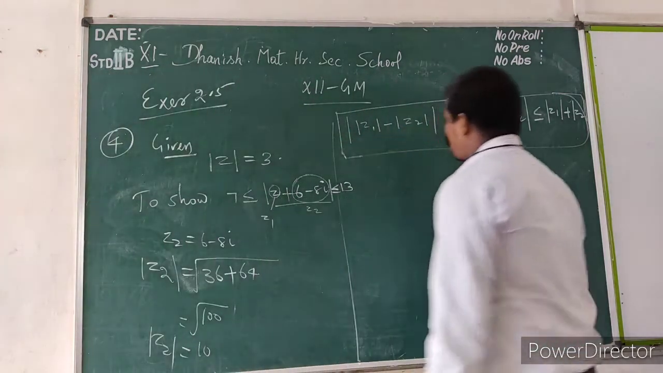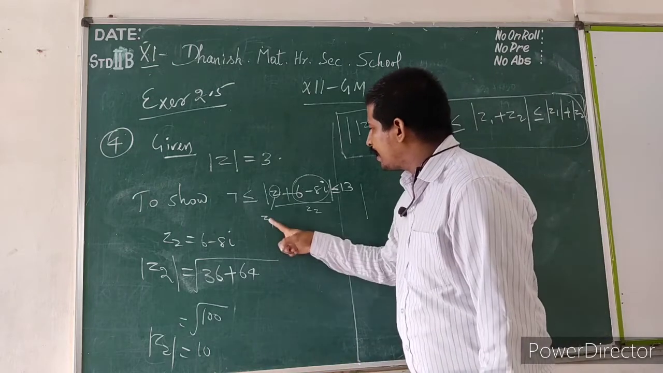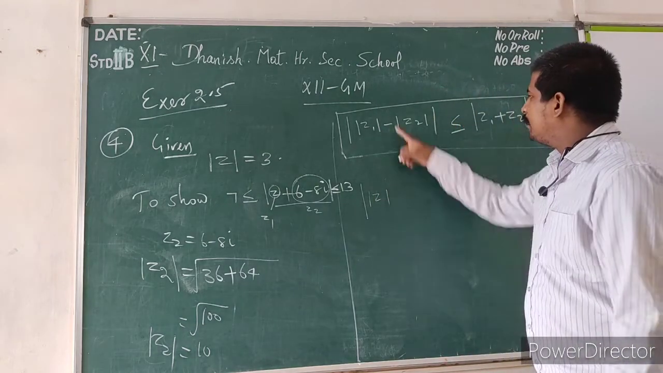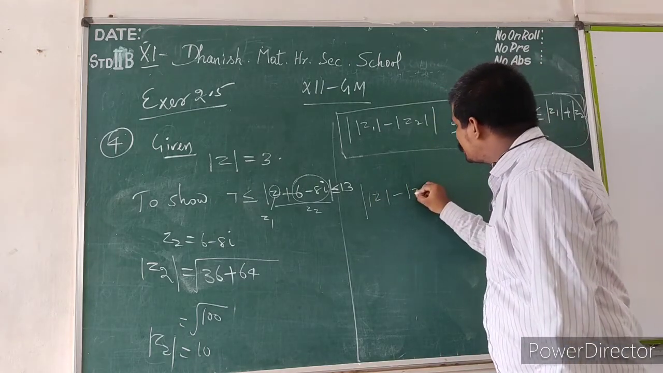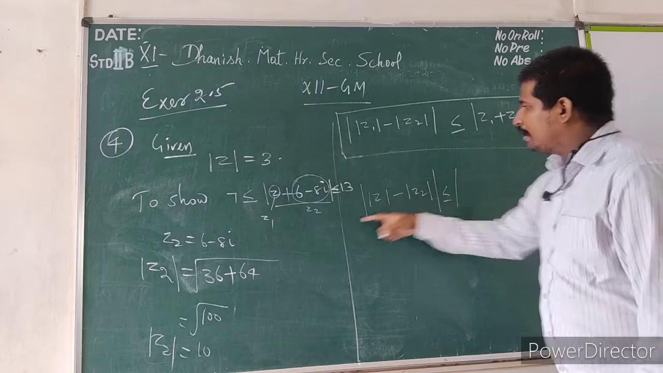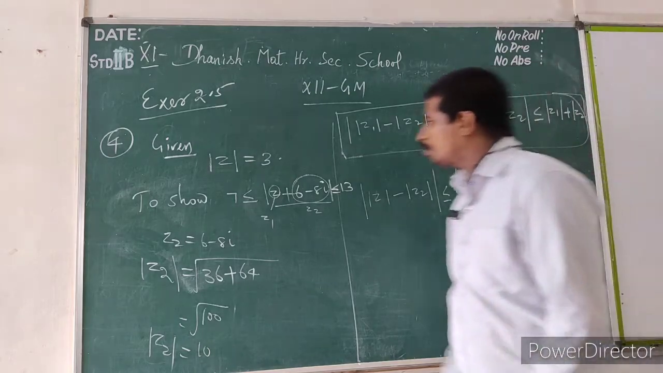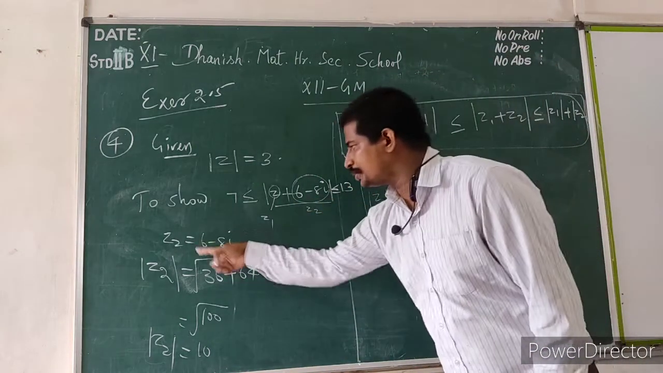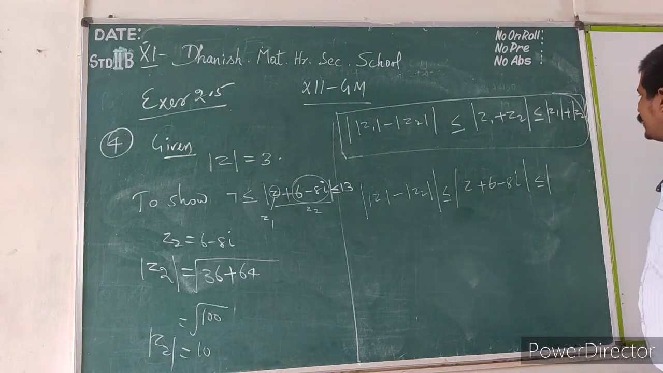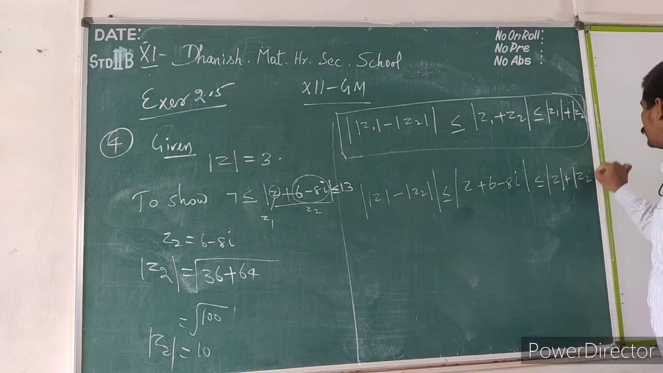Now we are going to use this property. Here we are having modulus z1, and z1 is z, so instead of modulus z1 I put modulus z, minus modulus z2, less than or equal to modulus z1 plus z2, where z1 is z and z2 is 6 minus 8i, less than or equal to modulus z1 plus modulus z2, that is modulus z plus modulus z2.